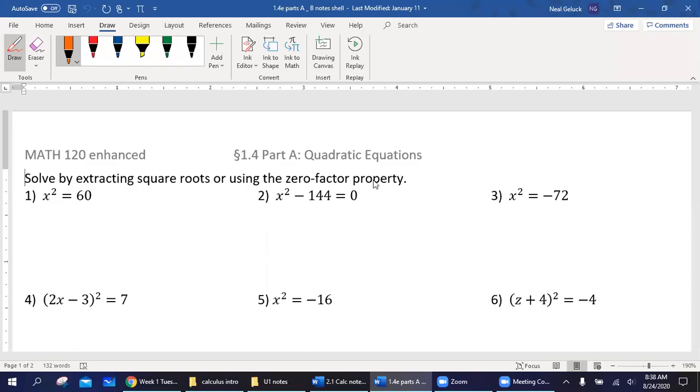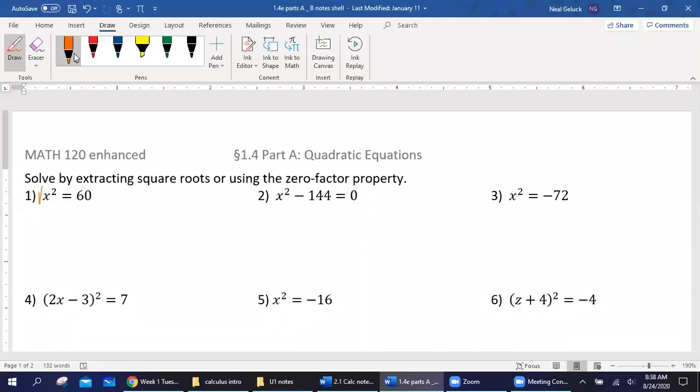Section 1.4 deals with solving quadratics. Quadratics are where we have x squared in here. The first way to solve a quadratic is just to take square roots. This works only if I just have an x squared term. If there's an x squared term and also an x to the first, we cannot do this. But on these first few, we can.